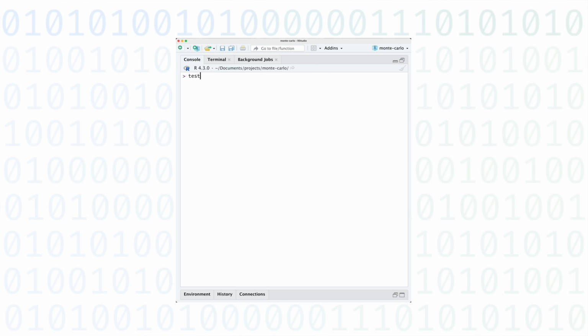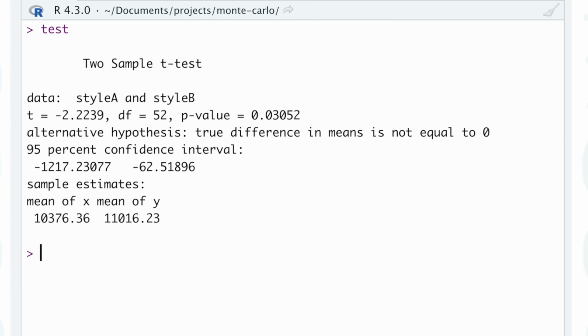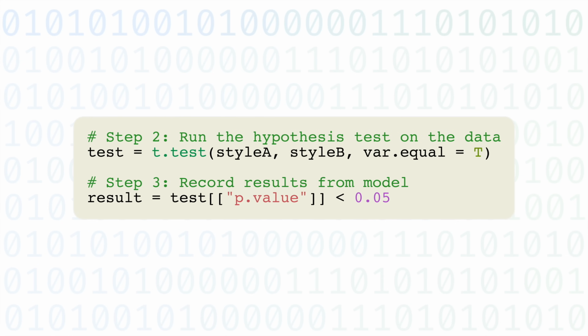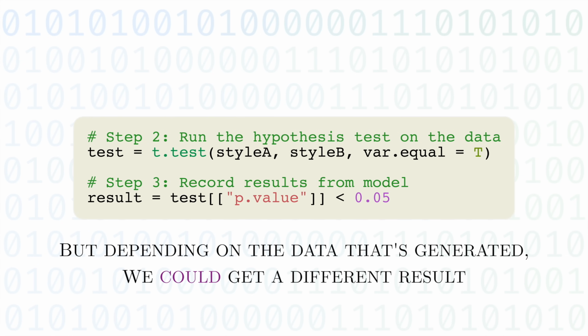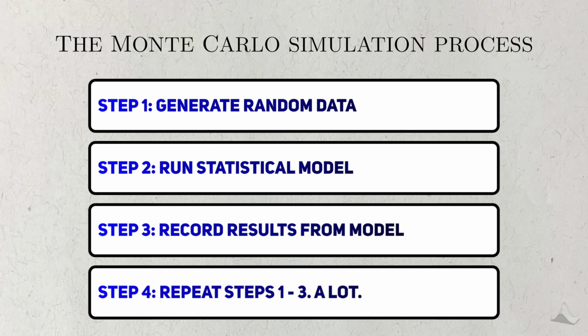Once the test is run, I can check whether or not the null hypothesis is rejected through the p-value. In this case, it's less than 5%, so we'd reject the null hypothesis. This particular result makes sense because the two groups are actually different, based on how I generated the data. It'll be useful to store the result of the test in its own variable. Depending on how the data is generated, we could get a different result, and we need to account for this randomness, so we need to repeat this three-part process many times.